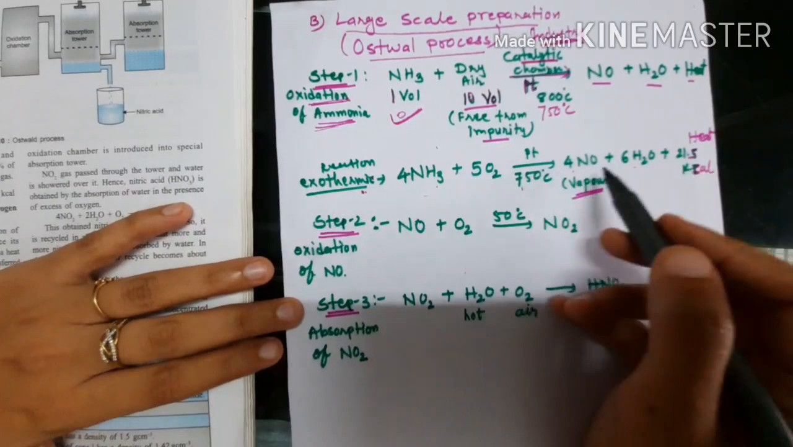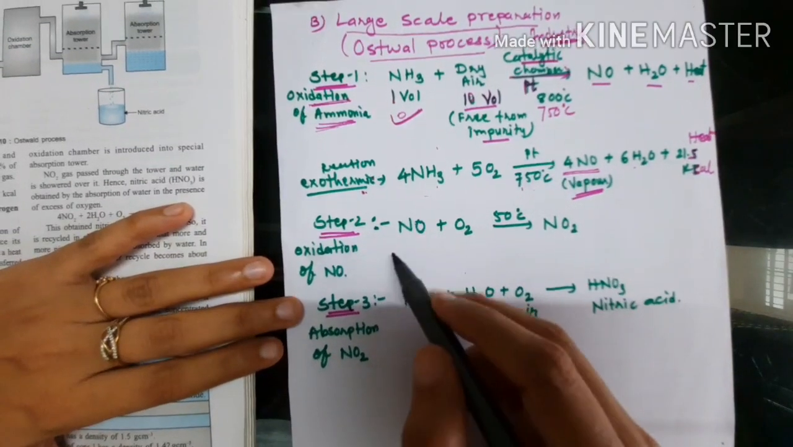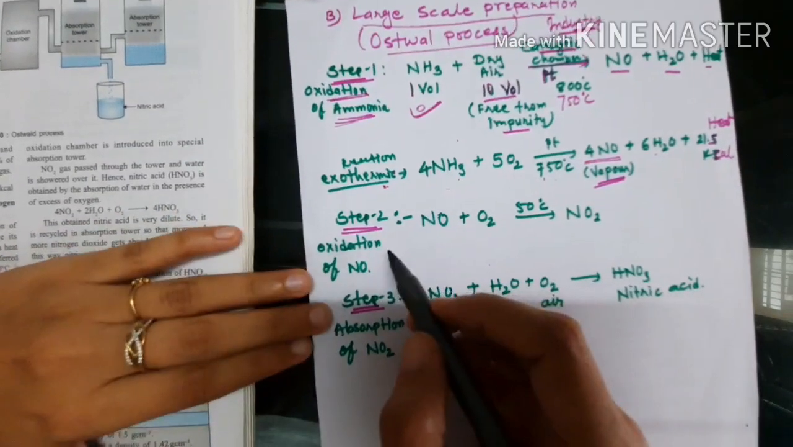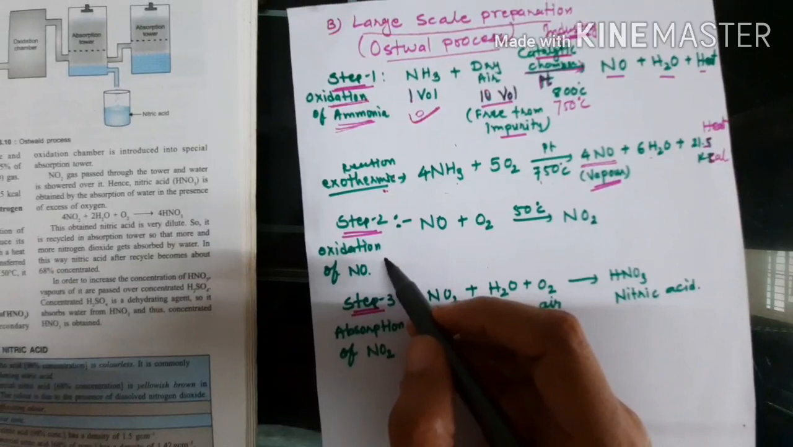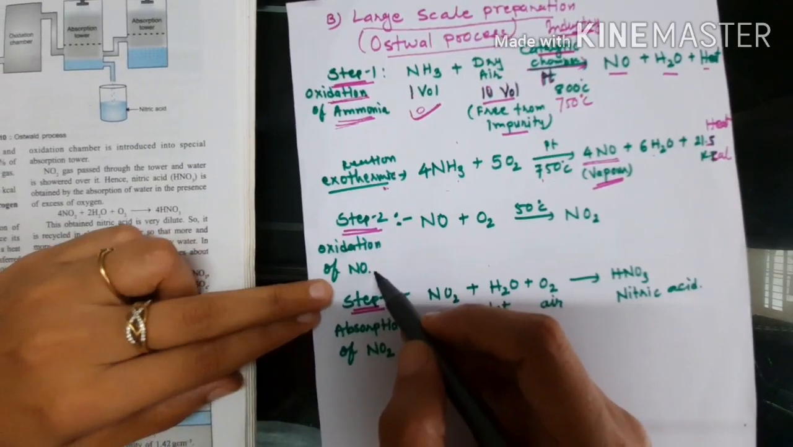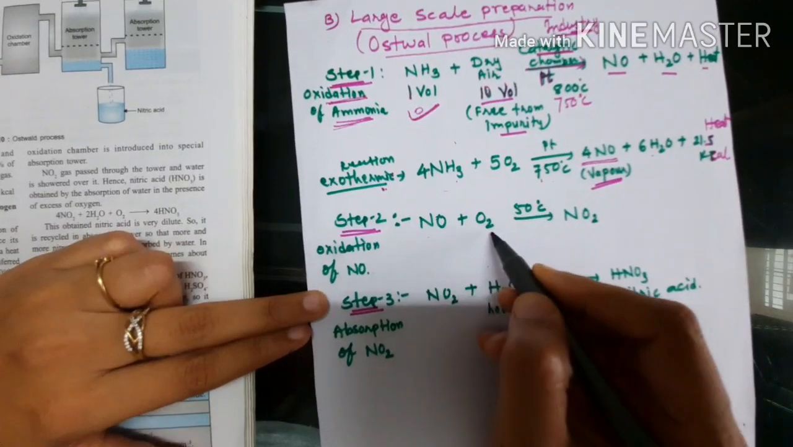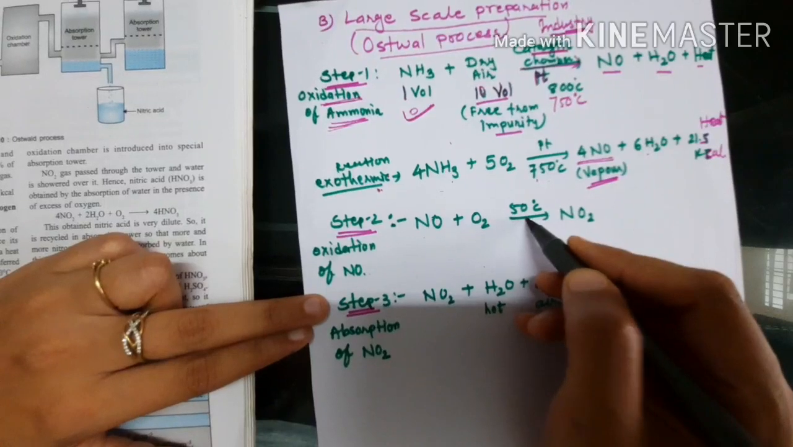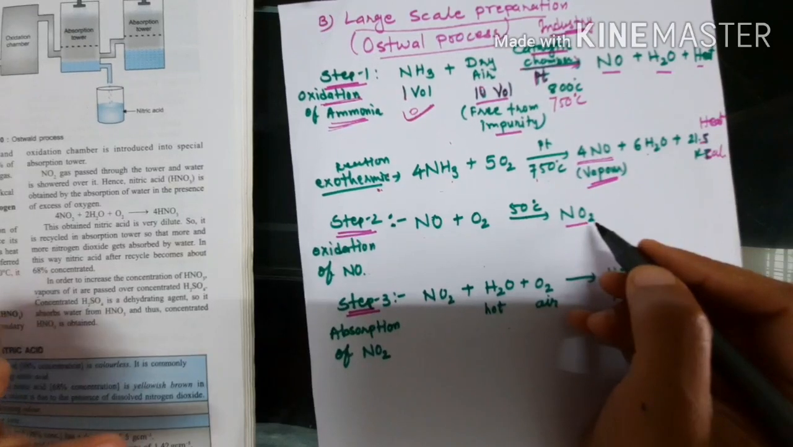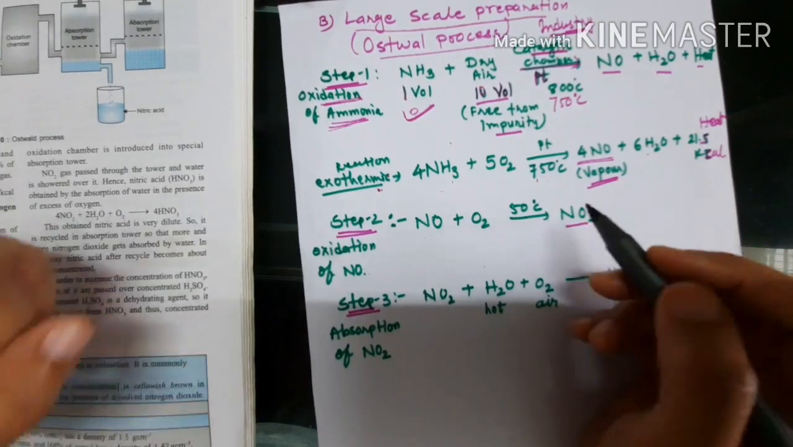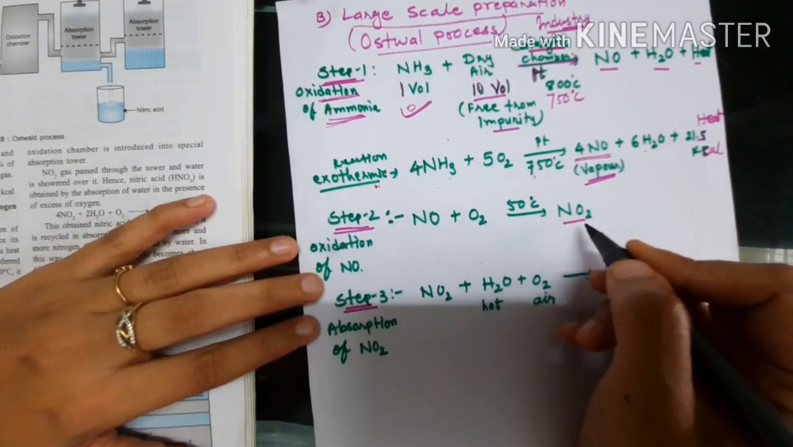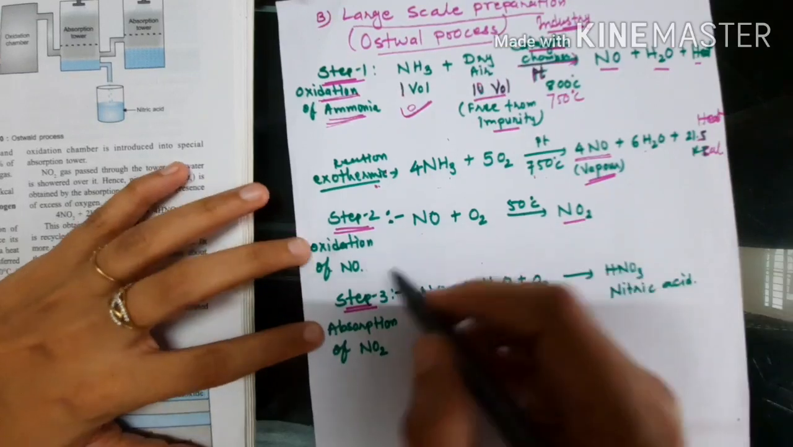Now the second step: we take this nitrogen monoxide into the oxidation chamber. So the second step is the oxidation of NO. In the oxidation of NO, when nitrogen monoxide reacts with oxygen at 50 degrees centigrade temperature, it converts into nitrogen dioxide. It is the same reaction as I explained in the beginning of this chapter, the introduction, where it makes nitrogen dioxide, NO2. So that is the oxidation of NO.